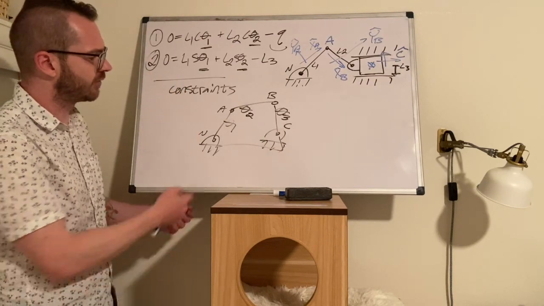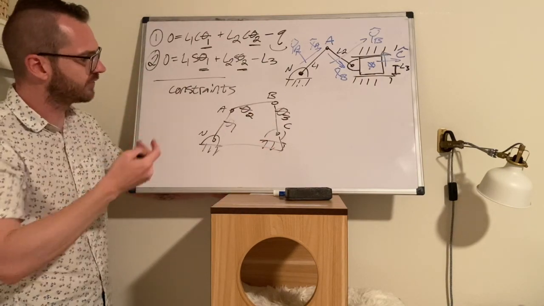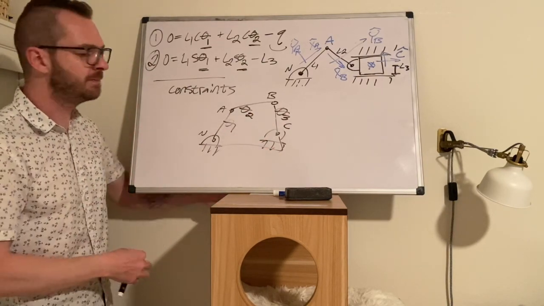So still same story, right? 3 generalized coordinates. There's going to be 2 constraint equations. You do your dot products in the x and the y, and you end up with 1 degree of freedom.